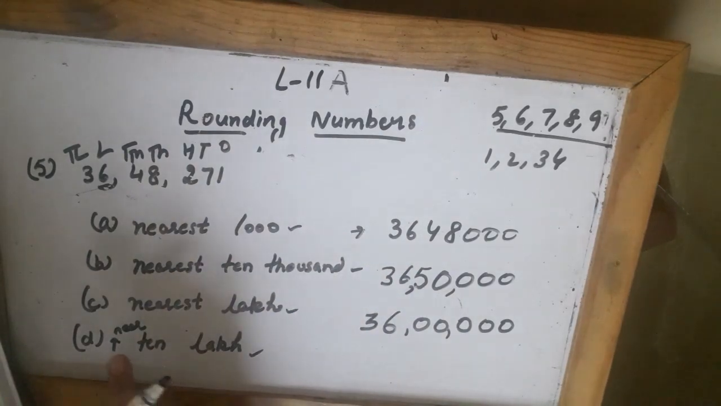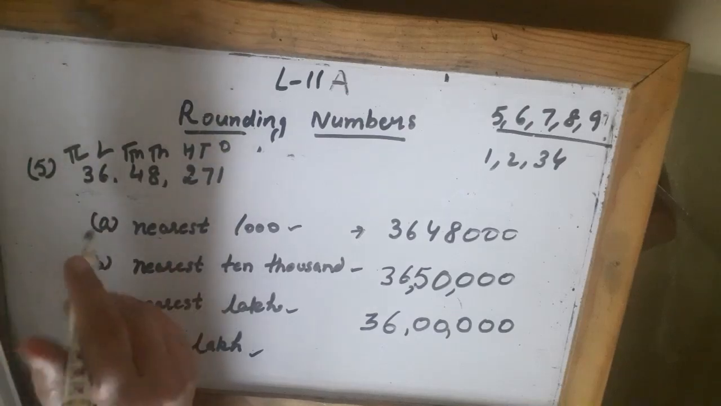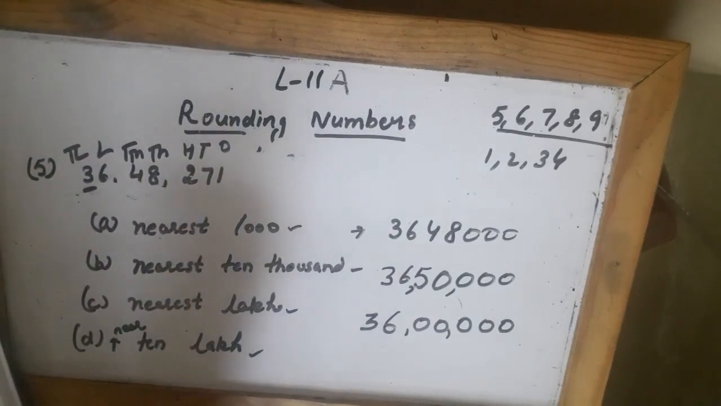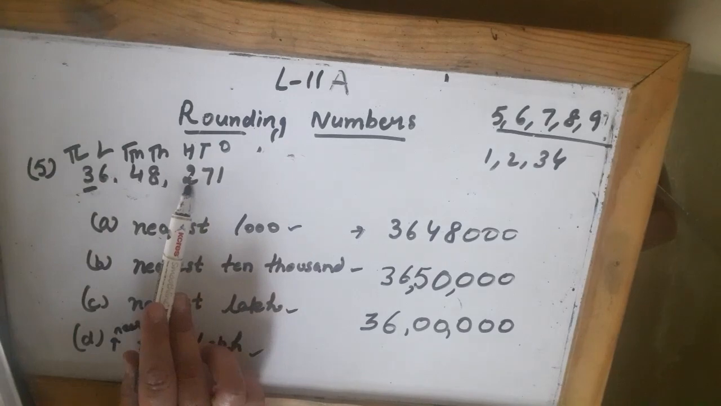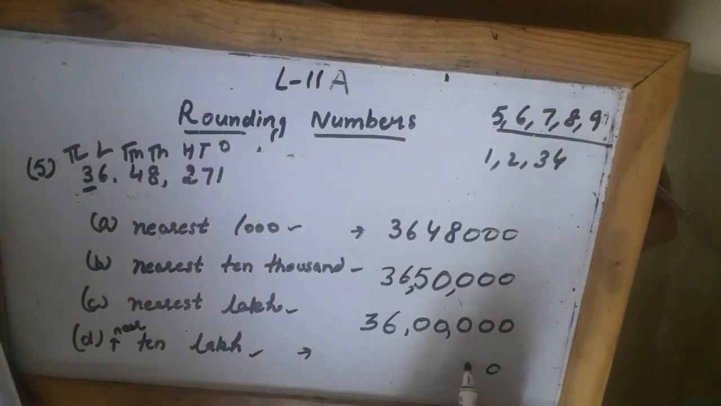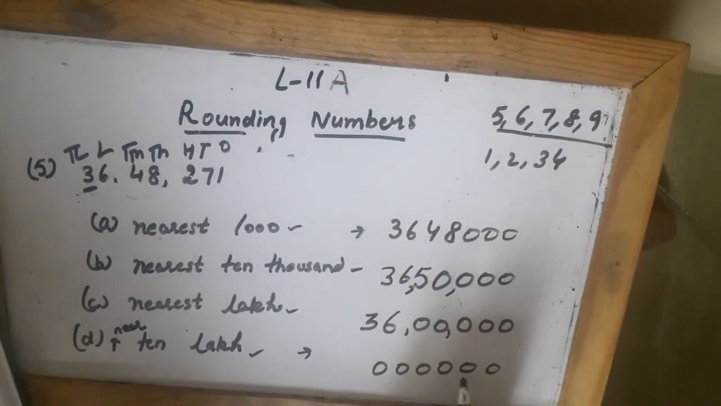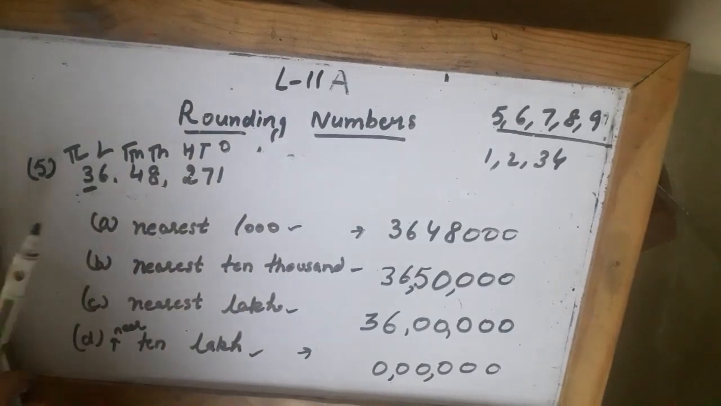Now I have to round off this number to near 10 lakh. So first of all, I'll mark the place at the 10 lakhs. Okay, now 10 lakhs, you can see that now all the digits till the lakhs place will become 0. So 1, 10, 100, 1000, 10,000, lakh. Till the lakh place, all will become 0. Now I will look at the digit at the 10 lakhs place.